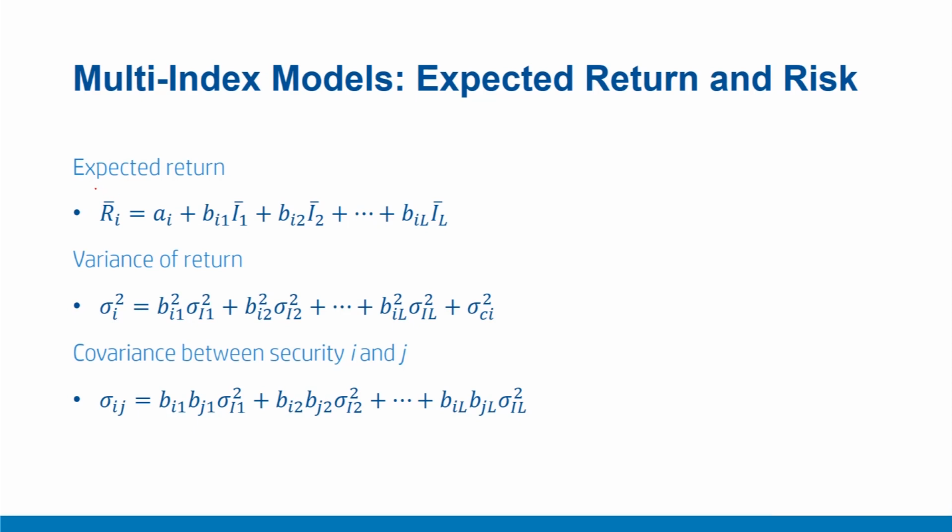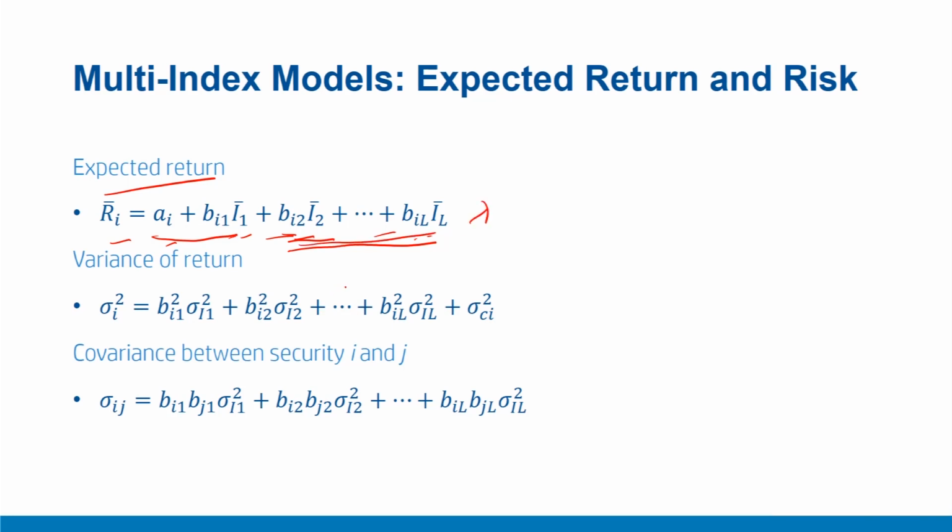For example, for expected return, Ri bar equals alpha i plus bi1 into I1 bar plus bi2 into I2 bar and so on up till bil into Il bar. While the expression up till here is very similar to the single index model, in a very identical fashion we introduce other indices and their sensitivities with respect to security i, that is bi2, bil and so on. So this is our expected return expression.